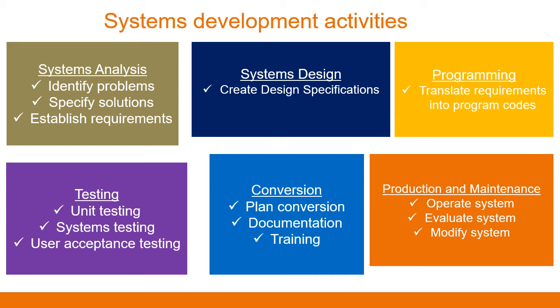So what are the key activities that happen in the systems development lifecycle here? So the first step is systems analysis. What is systems analysis? By systems analysis, we mean the identification of problems, the specification of solutions, and the establishment of requirements. So this step is very critical in every development life cycle because it establishes the main point for creating the business requirements document, the BRD.